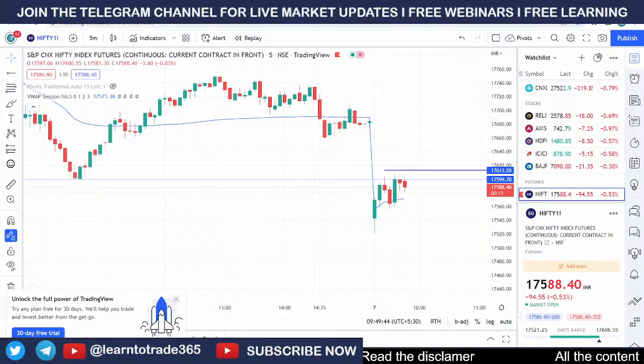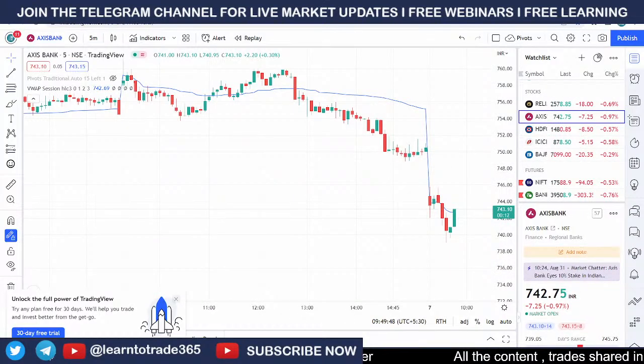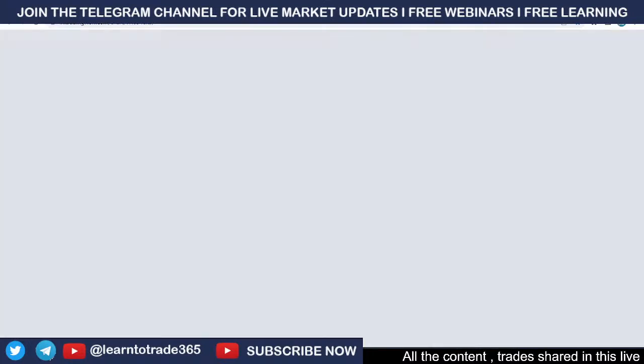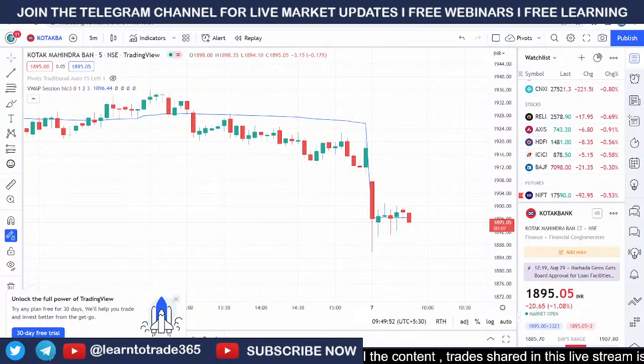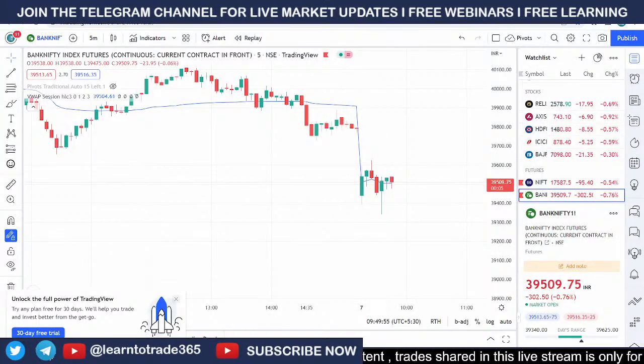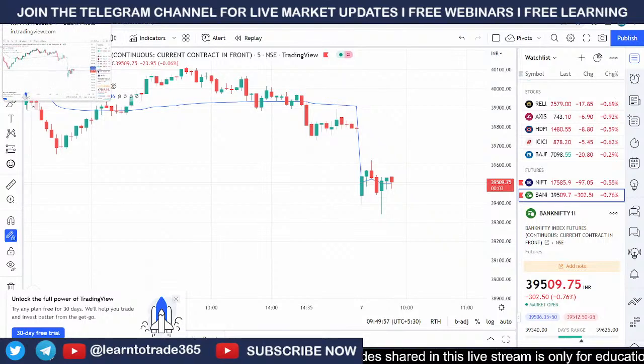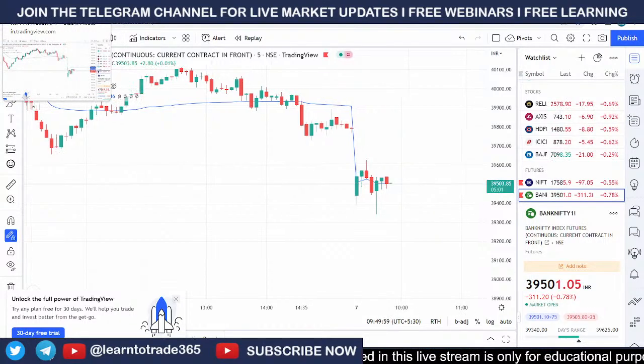देखते हैं. Axis Bank is supporting, trying to recover back on the upside. Kotak Bank below VWAP, aram se Bank Nifty trying to settle out. How the VWAP.